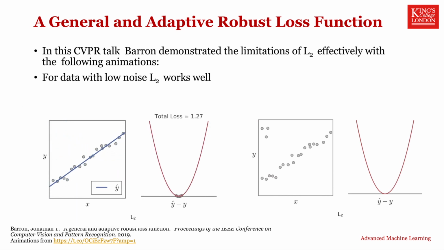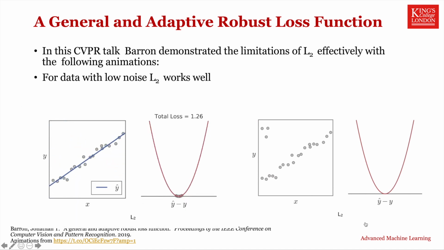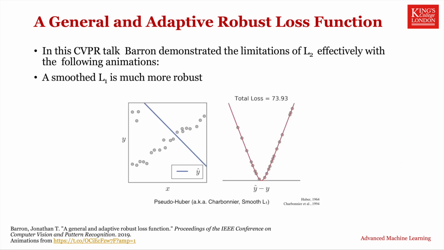So specifically for data with low noise, L2 works quite well, as shown here on the left. However, for this example with a cluster of outliers, optimization results in a poor intermediate solution with much poorer convergence. So the loss ends up being much higher, and you can see that the fit is very poor. It's intermediate to these two groups.